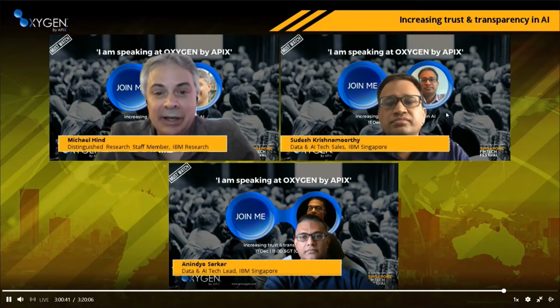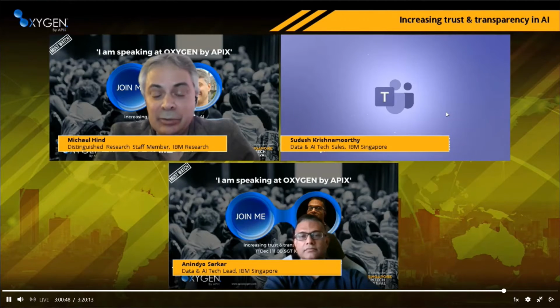My name is Michael Hind, and I work for IBM Research in New York. And we're joined by Ninjo Sarkar and Sudesh Krishnamurti. And they're both in the Data and AI organization.